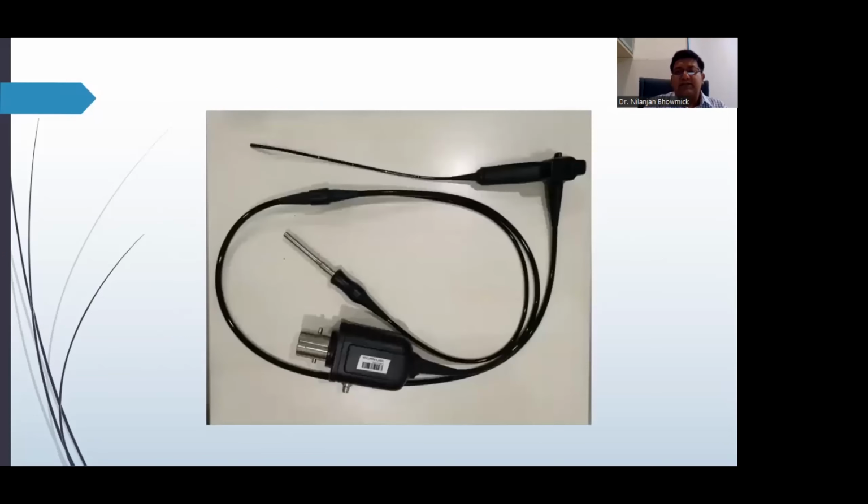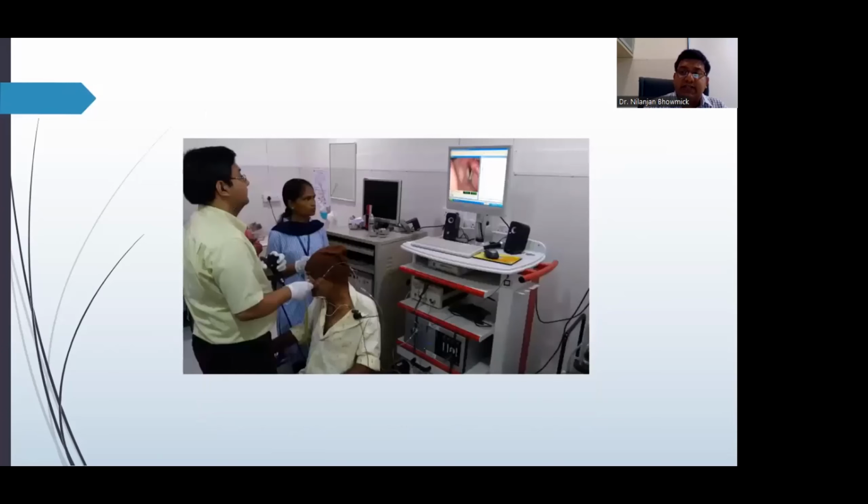FEES is done with a nasolaryngoscope roughly 30 centimeters in length. It usually has a chip-on-tip camera which gives us better visualization. The patient is usually in the sitting position in front of you. Sometimes intensive care patients may be in ICU beds, in which case you can do it in the semi-reclining position.